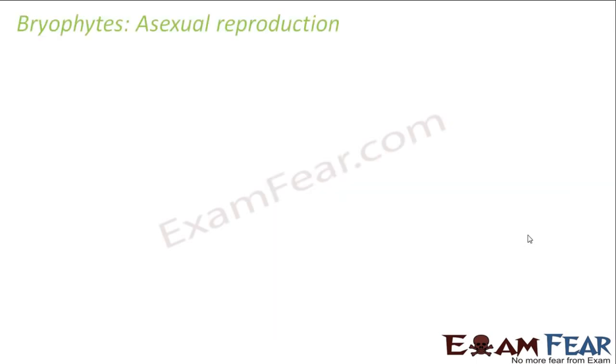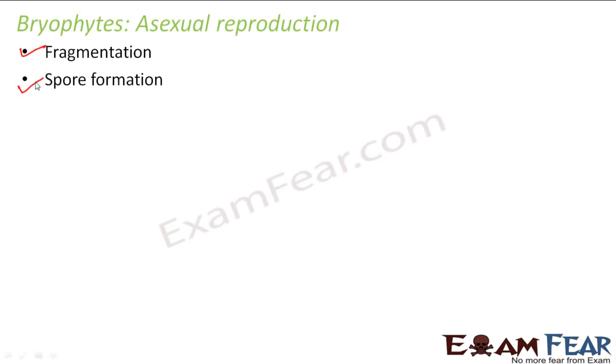About reproduction, bryophytes can reproduce both asexually as well as sexually. If I talk about asexual reproduction, they can reproduce by fragmentation as well as spore formation. So these are the two ways by which bryophytes can reproduce asexually. We have already spoken about fragmentation and spore formation. In fragmentation, the organism gets divided into fragments on maturity, and each fragment then gives rise to a new organism. In spore formation, some spores are released by the reproductive part of the plant, and then those spores germinate to form new plants.